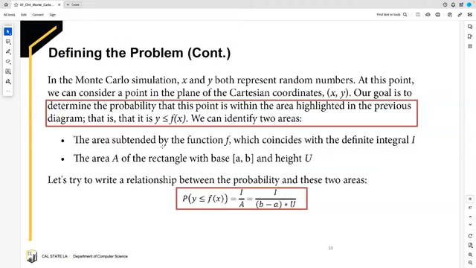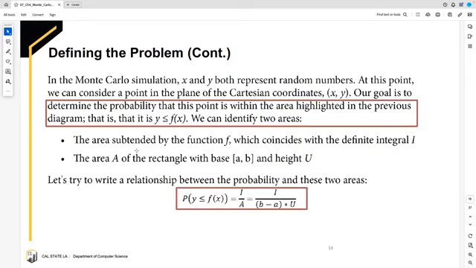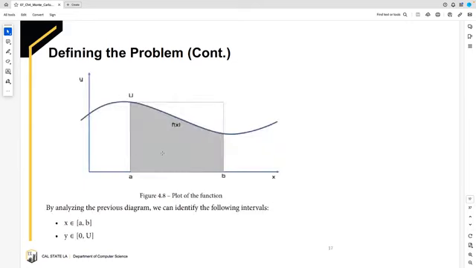What we are interested in, it's very easy to find the area of this box, right? We know a and b, and by a simple process we can also find the maximum value of that function. So we can find u, and based on that, we can find the area of this box. But the gray area is what we are interested in.